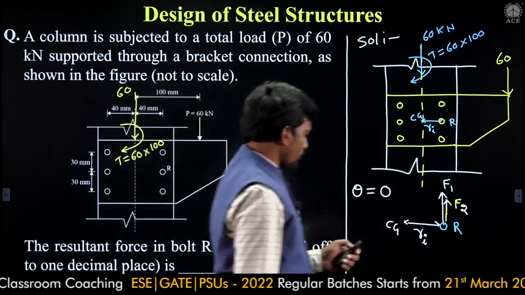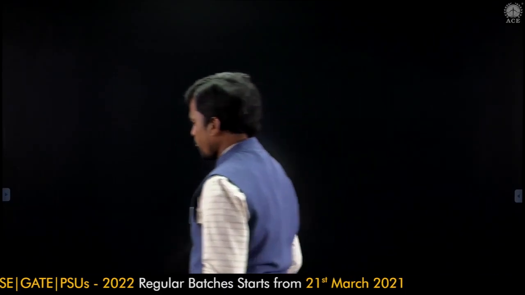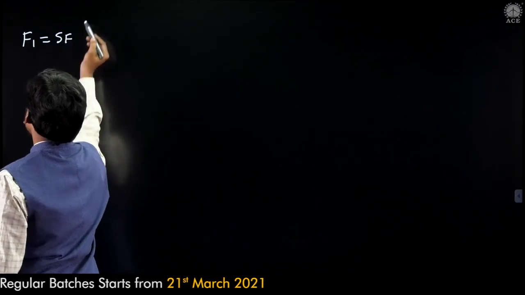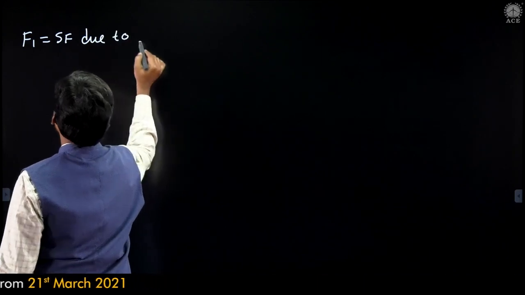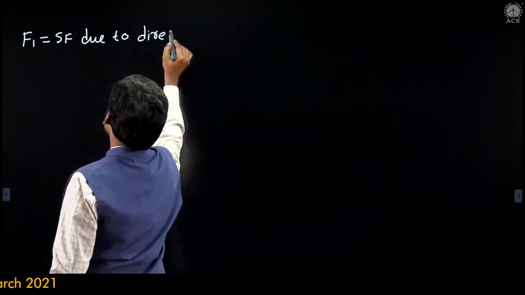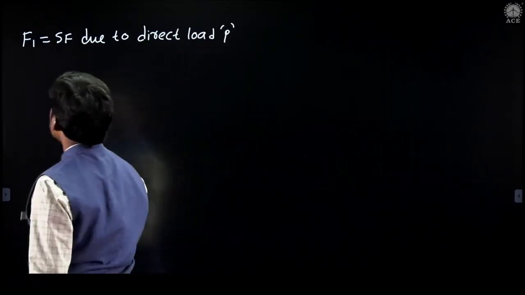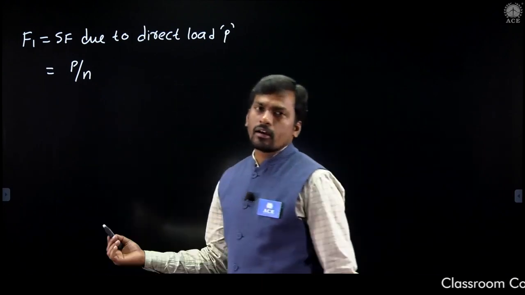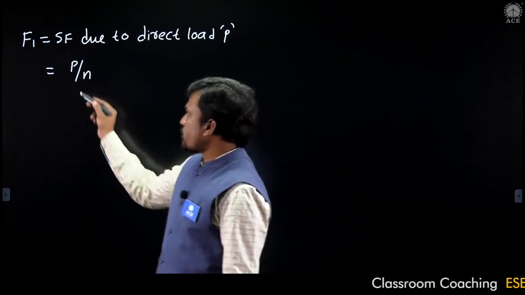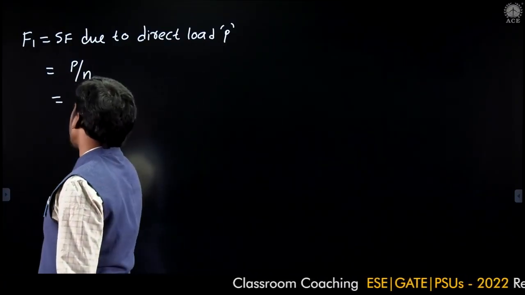Okay. First note on this. Then here F1 is the shear force due to direct load P. Then if the cross sectional area of bolts are same, okay, if all the cross sectional area of bolts are same, then what is the value? What is the formula to find the F1? P by N. Okay.